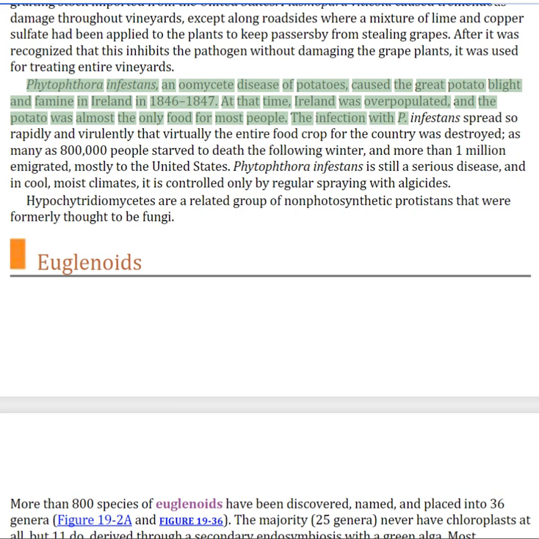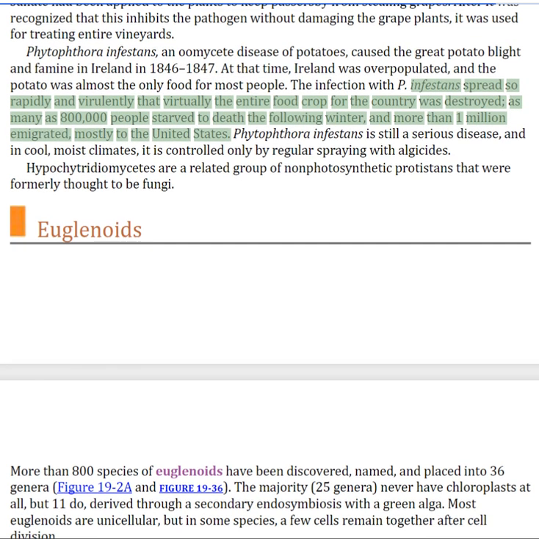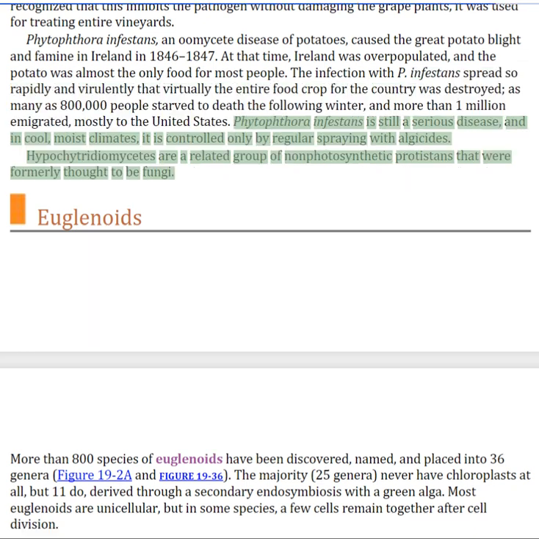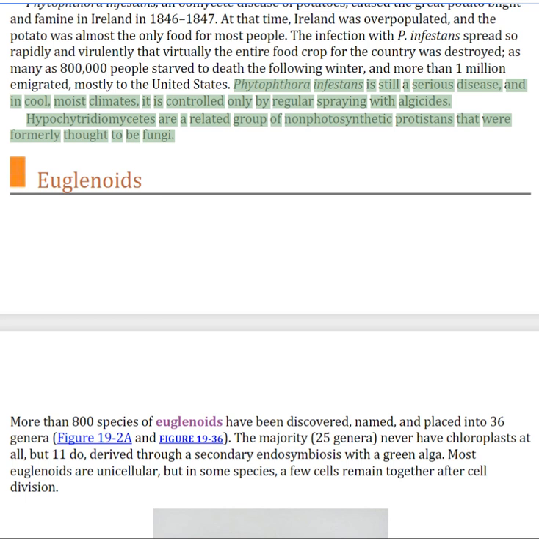The infection with P. infestans spread so rapidly and virulently that virtually the entire food crop for the country was destroyed. As many as 800,000 people starved to death the following winter, and more than 1 million emigrated, mostly to the United States. Phytophthora infestans is still a serious disease, and in cool, moist climates, it is controlled only by regular spraying with fungicides.